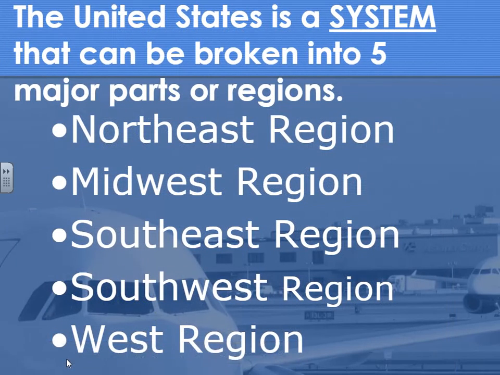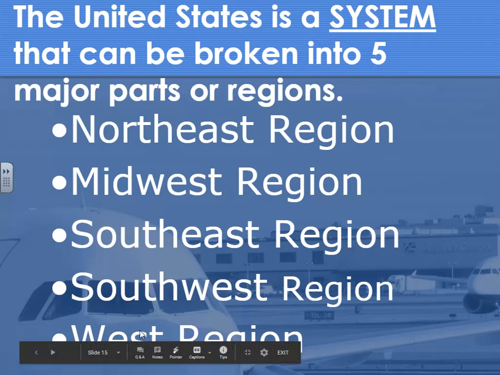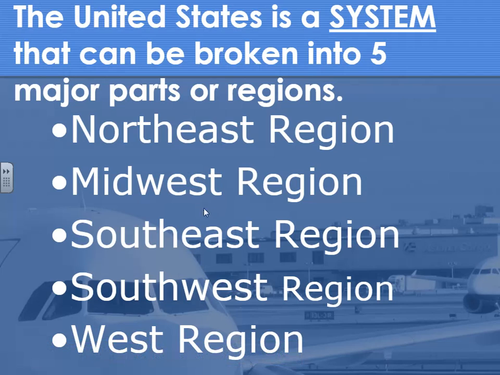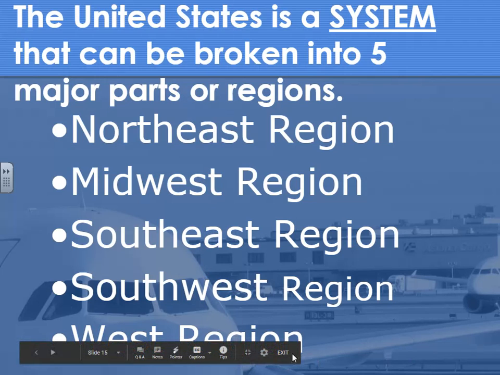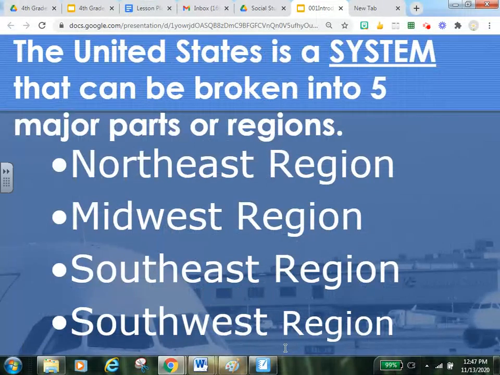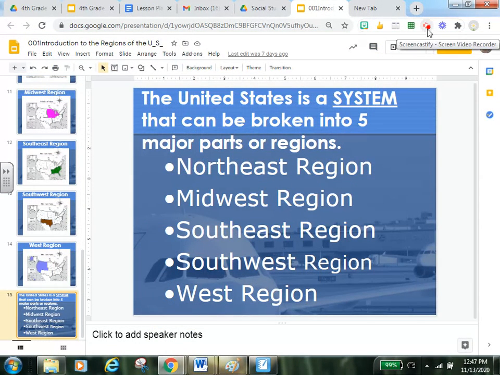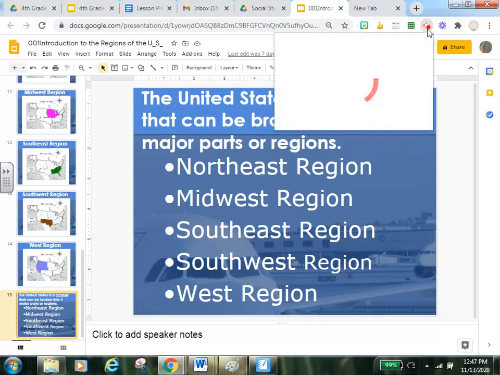Okay, so the United States is a system that can be broken into 5 major parts or regions. We have the Northeast region, Midwest region, Southeast region, Southwest region, and West. And that is all I wanted to tell you. We are going to be taking our trip, 4th graders, through each of these regions as we continue throughout the year.